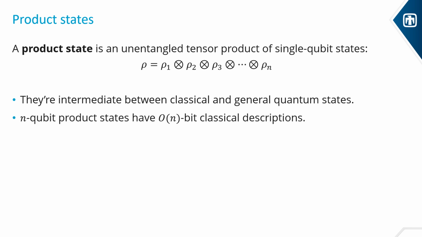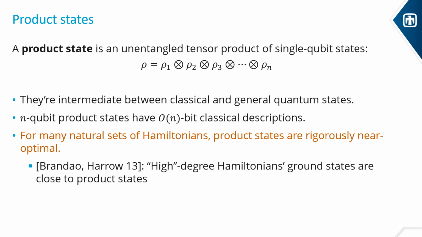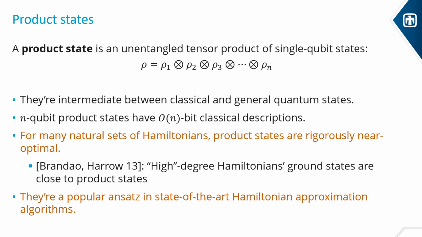A nice property of product states is that while general quantum states require an exponentially long classical string to describe, product states can be described qubit by qubit, and so they have concise classical descriptions. We also know that product states are nearly optimal for many natural sets of Hamiltonians, that they well approximate these Hamiltonians' ground states. And so they've become a popular ansatz, or subset, over which to optimize for Hamiltonian approximation algorithms.